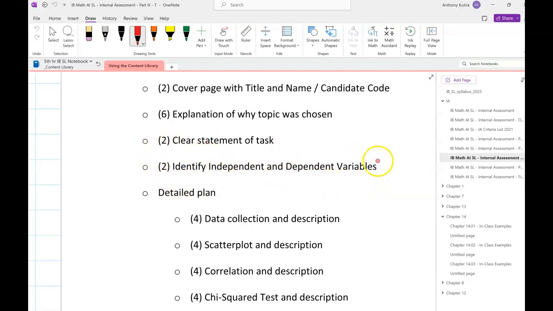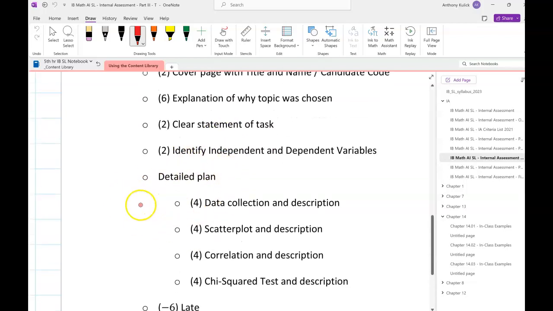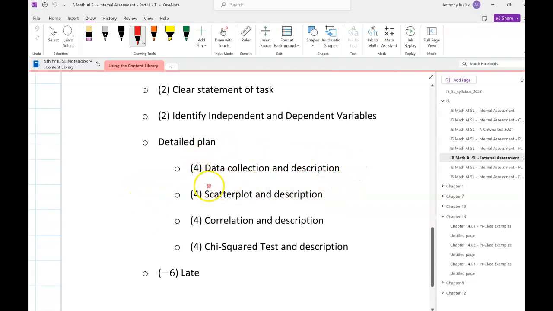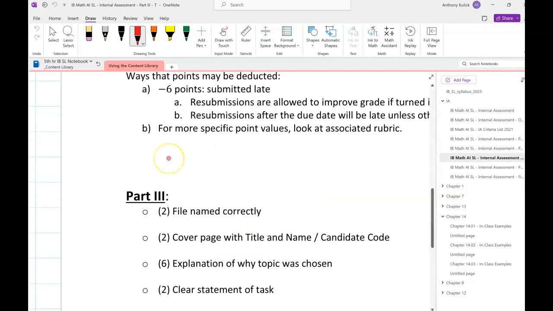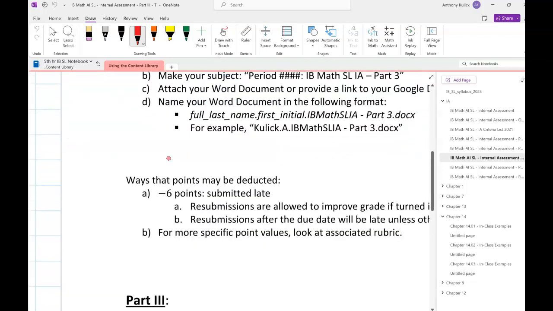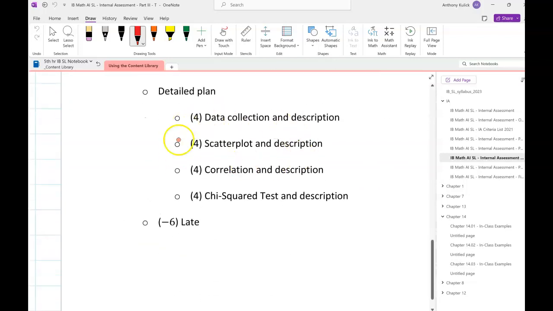Clearly identifying what you believe to be the independent and dependent variable in your particular experiment. And then a detailed plan. So how you're going to go about doing this, the statistics that you're going to use, what those statistics are going to measure.